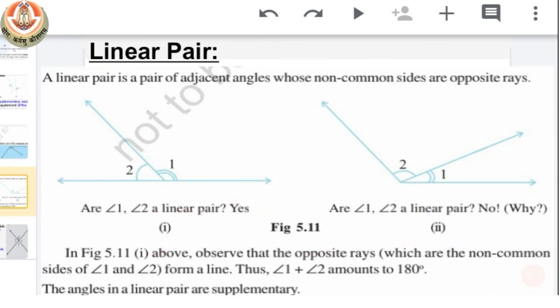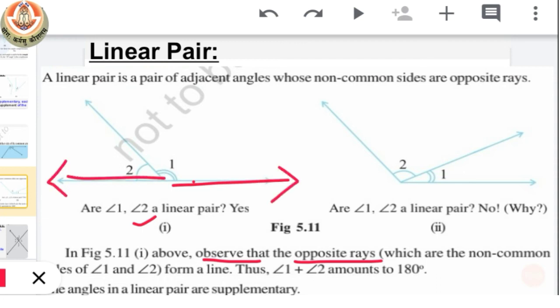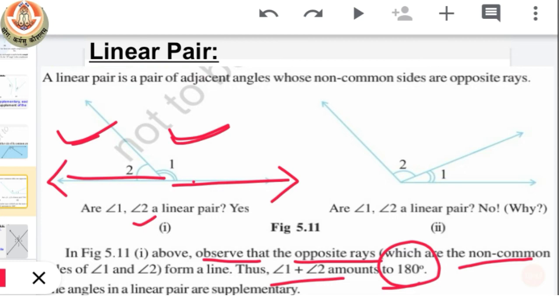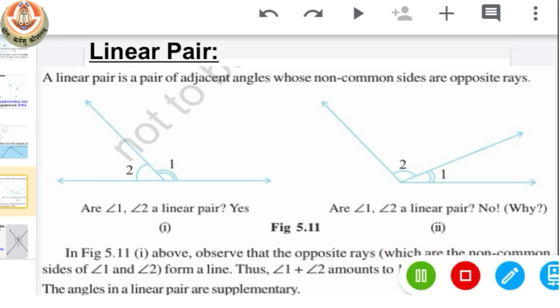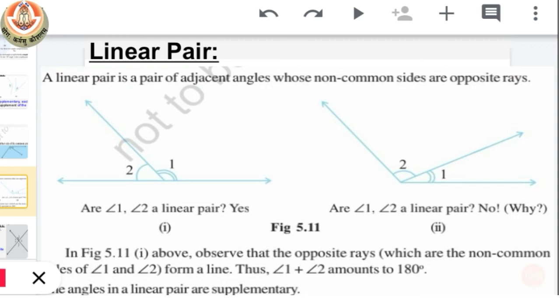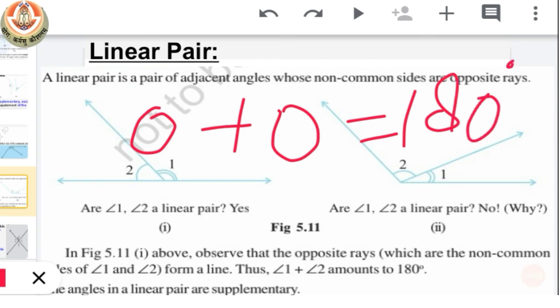Let's read further. In the first example, observe the opposite rays. These are the opposite rays, and they are also the non-common arms for this adjacent figure, in which we have angle 1 and angle 2. And when we add angle 2 and angle 1, we get 180. So indirectly, a linear pair means a group of two angles which, when we add them, give a sum of 180 degrees.